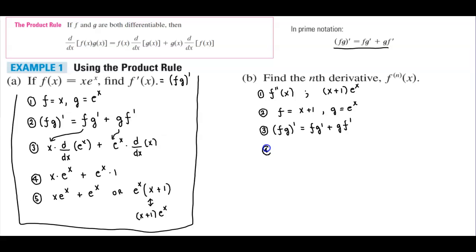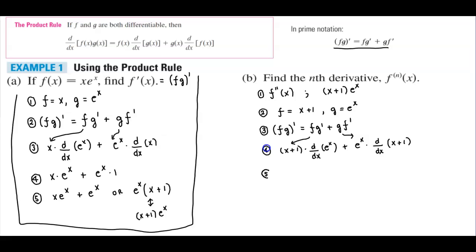Okay, so let's go ahead and write this out. So we know the function f here now is going to be x plus 1 times the derivative with respect to x of g, which is e to the x, plus now we're going to take the function g, which is e to the x, and then we're going to multiply it by the derivative with respect to x of the function f, which is x plus 1.